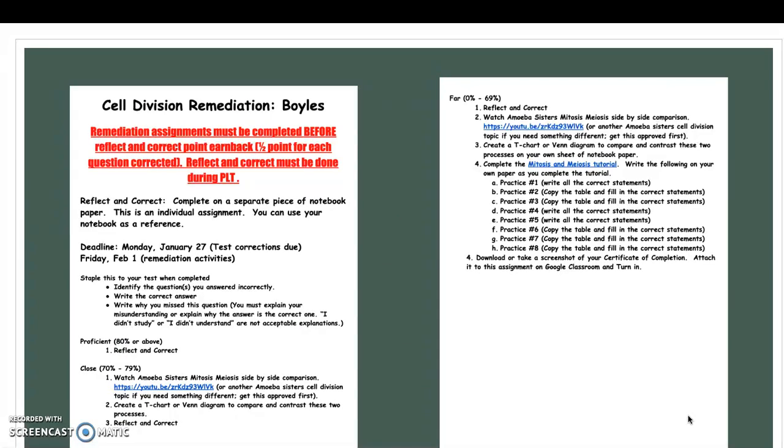So this is just an example of the assignment that I gave. As you can see, I had 3 groups: proficient, and then a close group. They were asked to watch a video and then create a T-chart or Venn diagram. And then for the kids that were 69% or lower, they were also asked to watch a video, complete a T-chart, and then complete a tutorial and all of the practices that went with that tutorial.